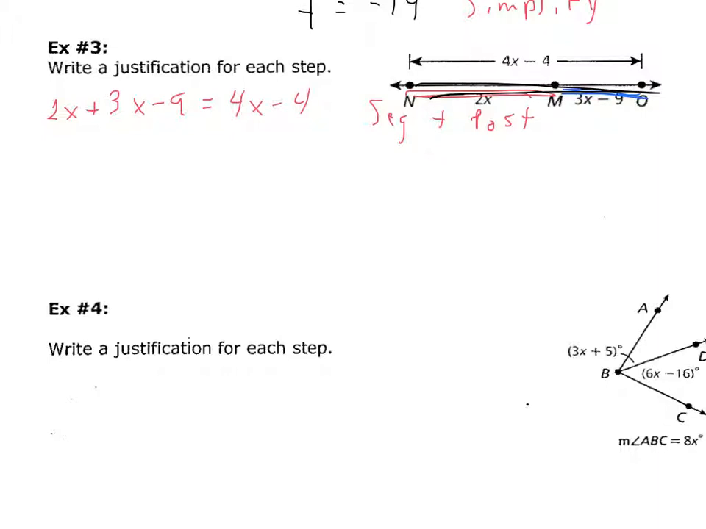So let's keep going here. Well, what can we do? Let's see. On the left side, we can put some stuff together. 2x plus 3x gives us 5x minus 9 equals 4x minus 4. And why can we do that? Well, the reasoning, of course, when you combine like terms, is you're combining like terms. It's as simple as that.